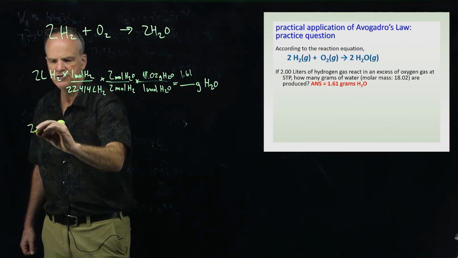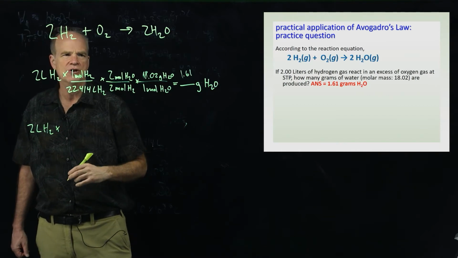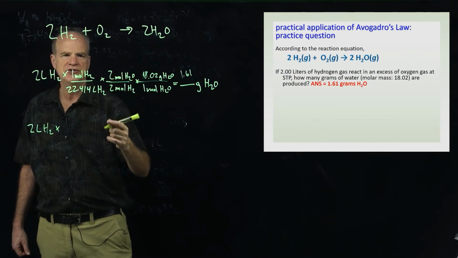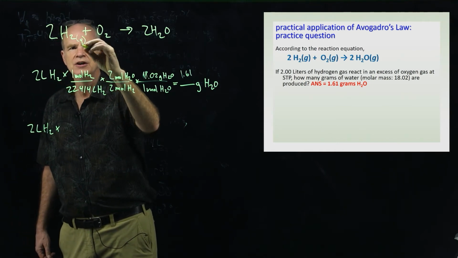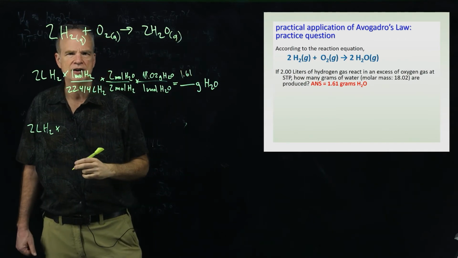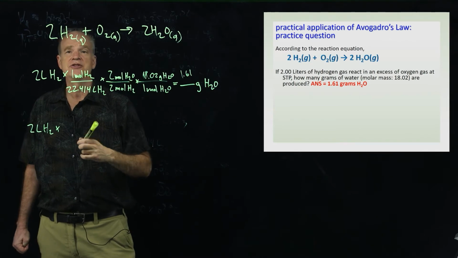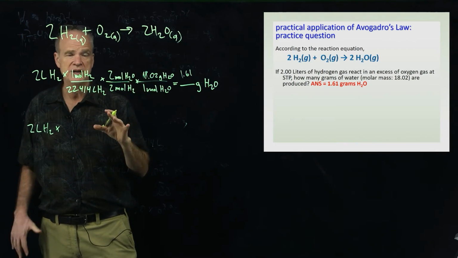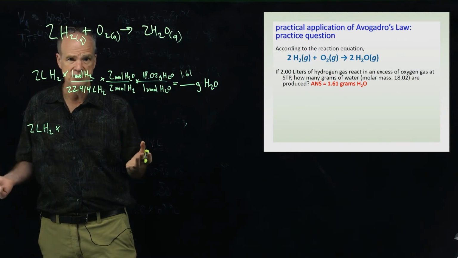You can start out with 2 liters of hydrogen again. But remember what I was telling you earlier: these coefficients not only indicate a mole ratio, but because the molecules you are comparing here, hydrogen and water, are in the gaseous state, you can also think of these coefficients as being a volume ratio.